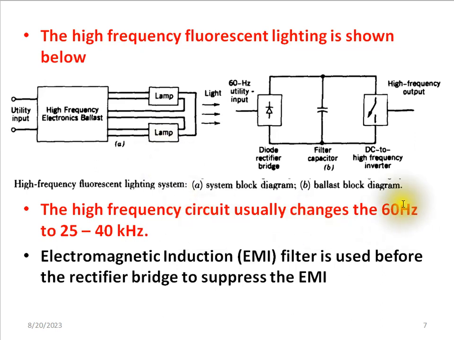And normally the conventional frequency from the mains is 60, but in Nigeria it is 50. But when we use this high frequency circuit for conversion, we get around 25 kilohertz to 40 kilohertz.